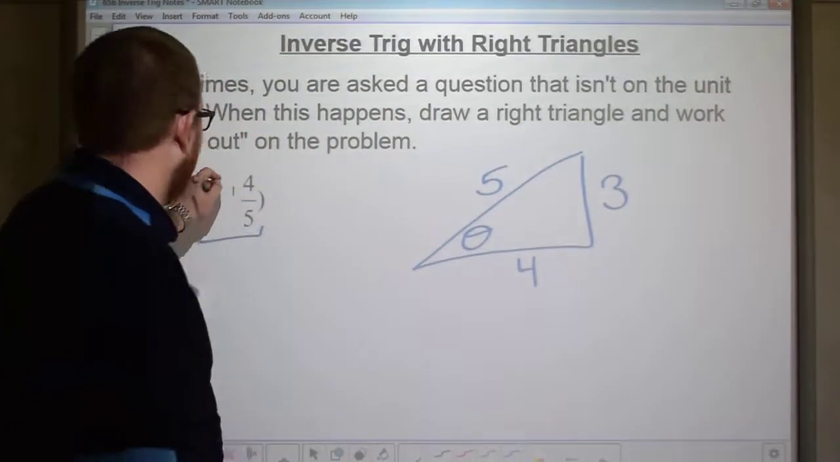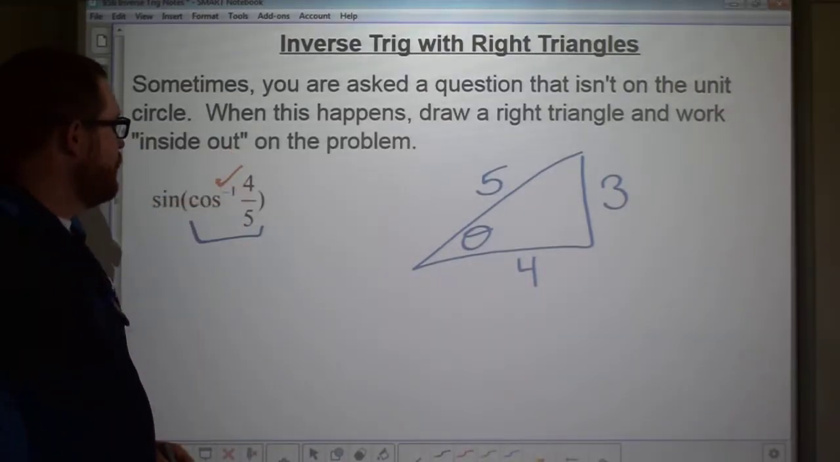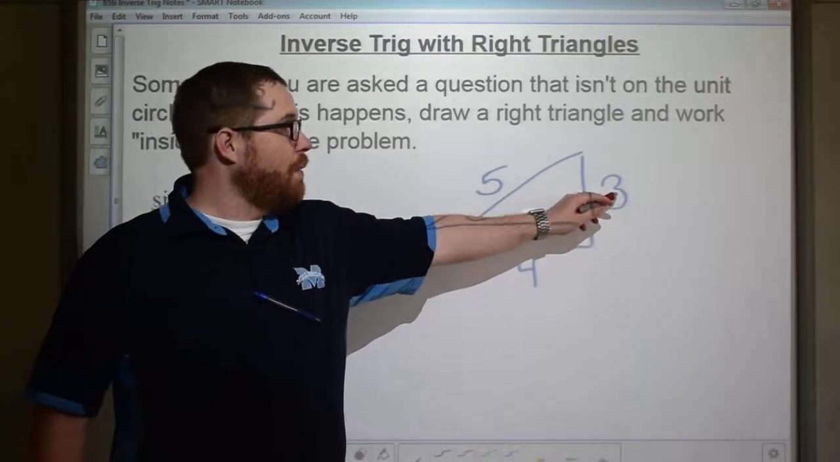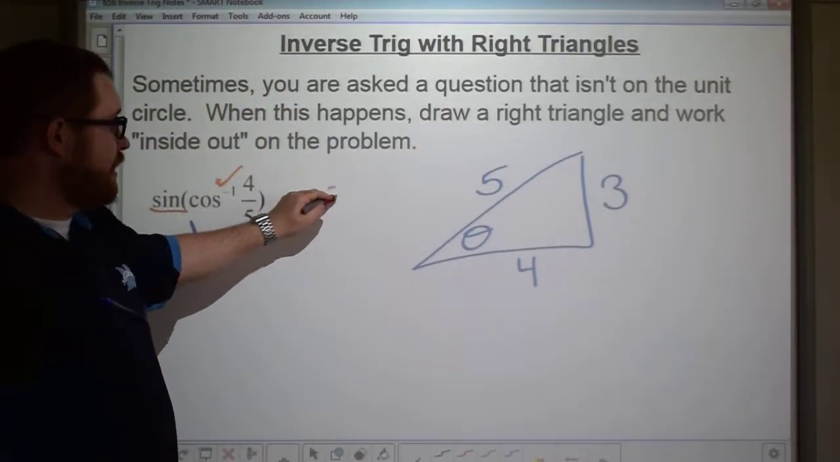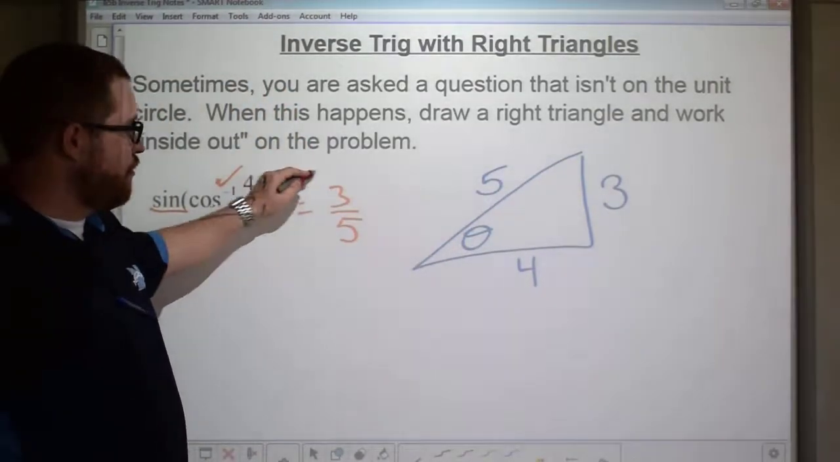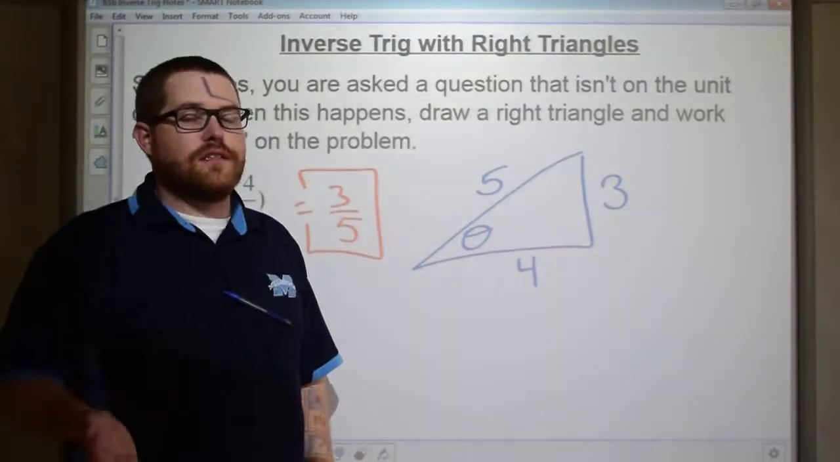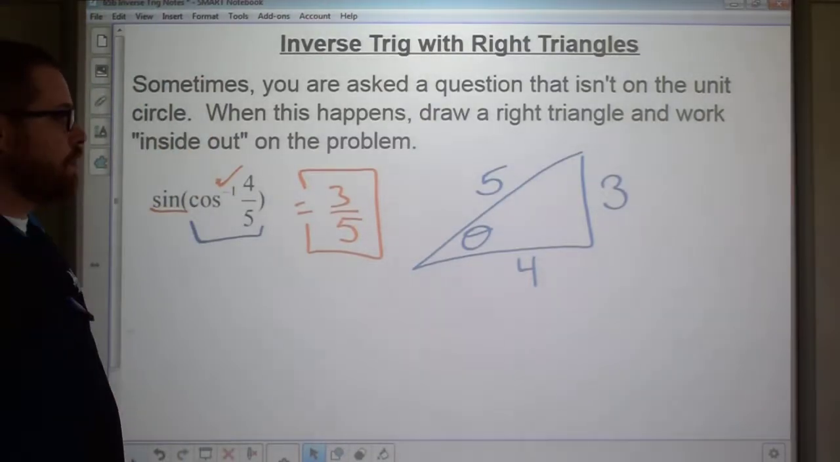Now, I got this part taken care of. What's the sine of this angle? Well, sine is opposite over hypotenuse. The answer is 3/5. Notice I never actually answered the question, what angle is it? I didn't need to. I just had to draw what they gave me.